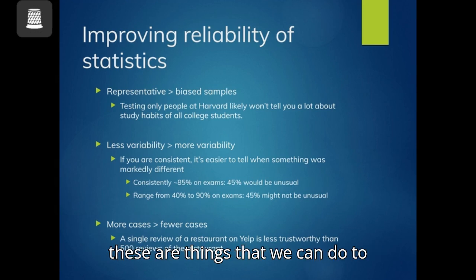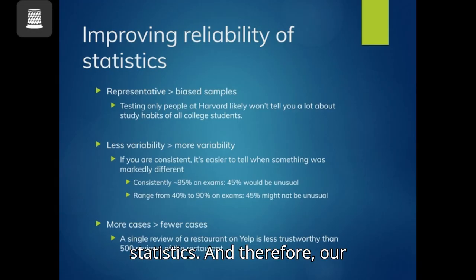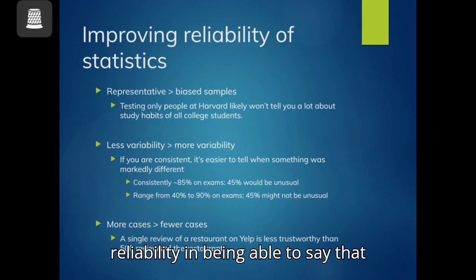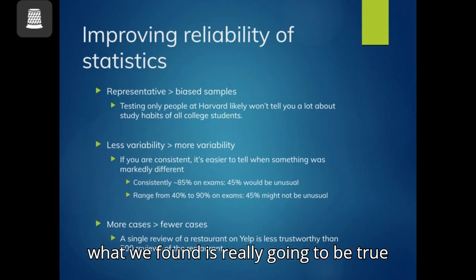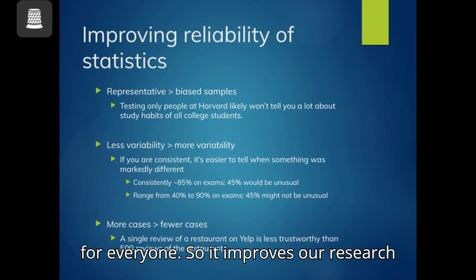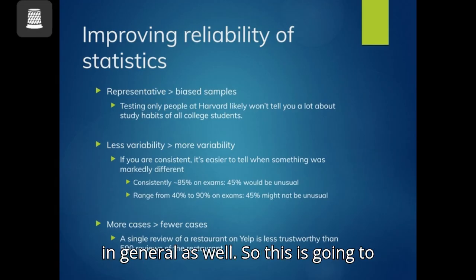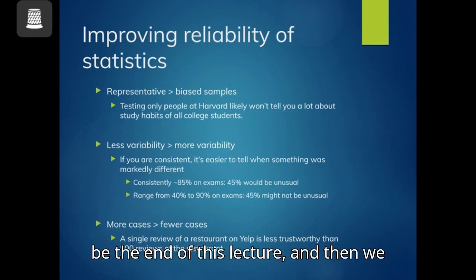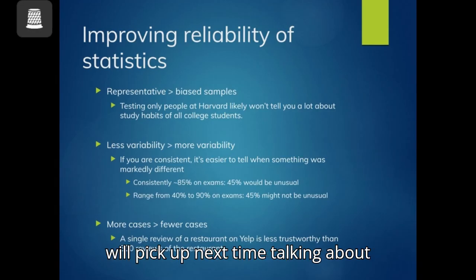So these are things that we can do to improve the reliability of our statistics, and therefore our reliability in being able to say that what we found is really going to be true for everyone. So it improves our research in general as well. So this is going to be the end of this lecture, and then we will pick up next time talking about neuroanatomy and physiology.